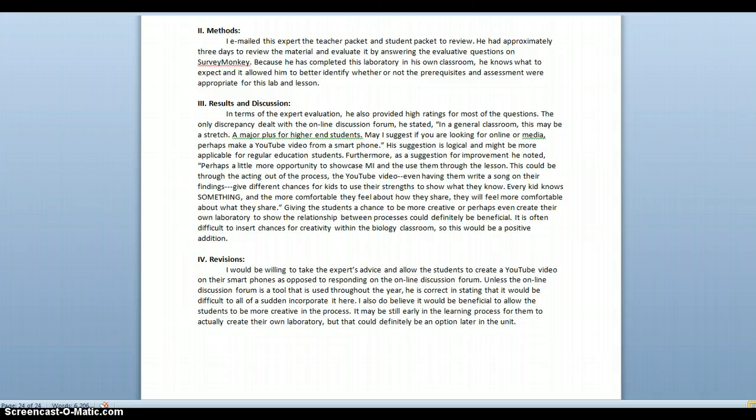Also, allowing them to be a little bit more creative and including more inquiries was another suggestion he included, which I thought was good because a lot of times in the science classroom it's hard to incorporate creativity. So if instead of giving them a laboratory to conduct, I allowed them to create their own laboratory to show the relationship between photosynthesis and cellular respiration, that might be a good alternative as well.